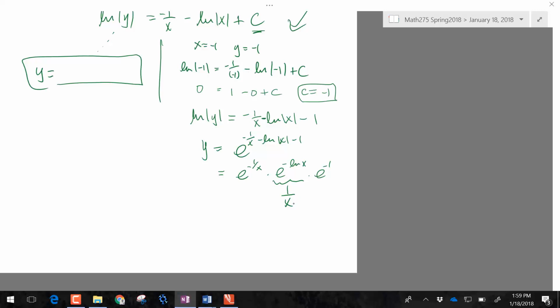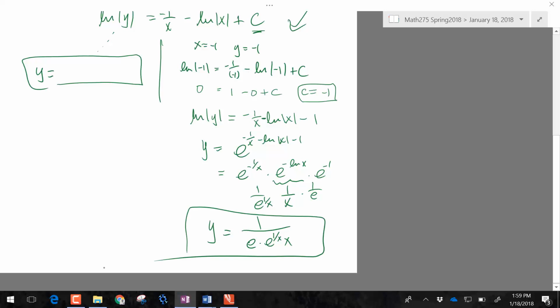You guys know algebra, right? And then we have e to the -1, and then we have e to the -1 over x. So y equals 1 over e to the e times, you can combine this too, but we're out of time, so I'll just leave it as that. So this is your particular solution, the unique solution to your initial value problem.